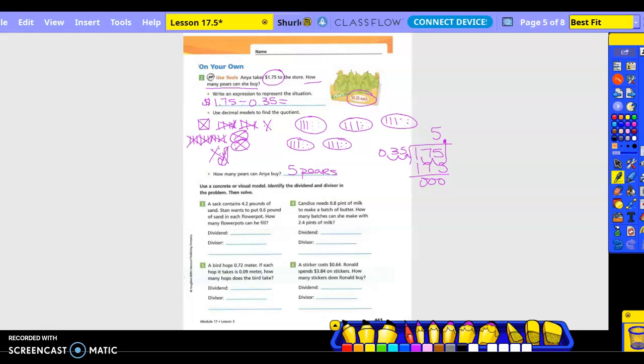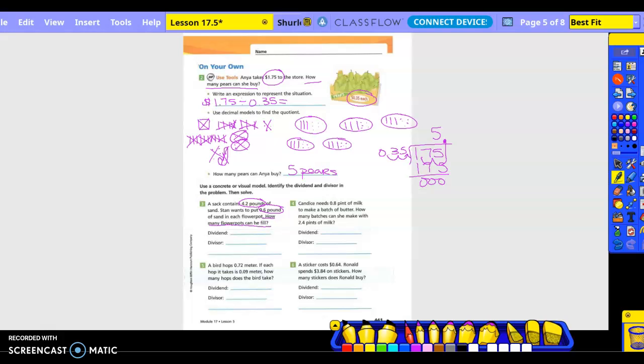Today they want visual models, so we're doing visual models. Okay. All right. Use a concrete or visual model. Identify the dividend and the divisor in the problem and solve. A sack contains 4 and 2/10 pounds of sand. Dan wants to put 6/10 pounds of sand in each flower pot. How many flower pots can he fill? So here is 4 and 2/10, 6/10 pounds. How many flower pots can he fill?